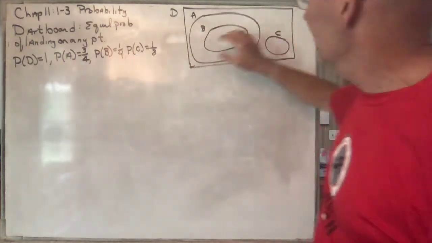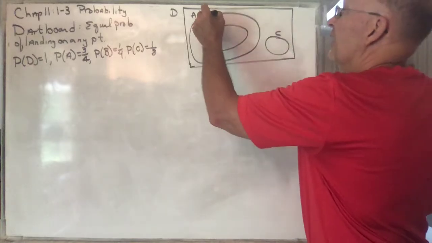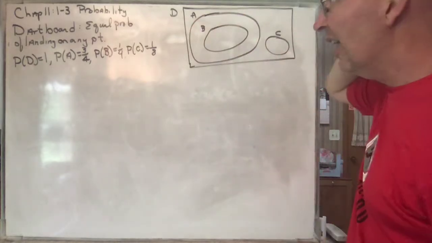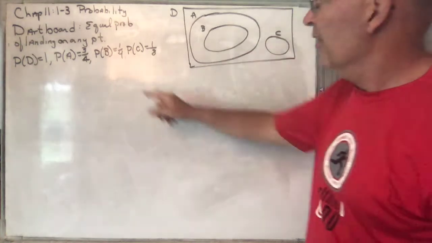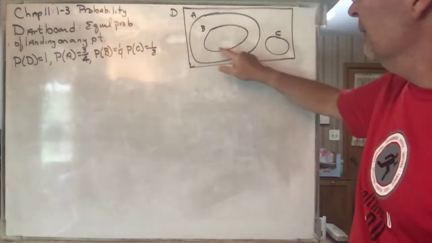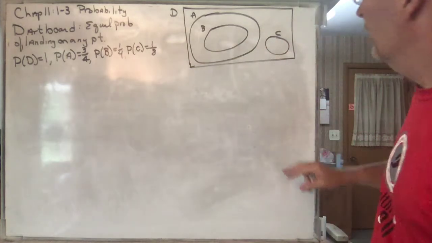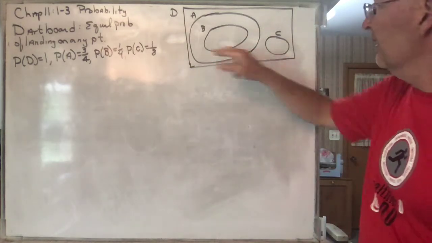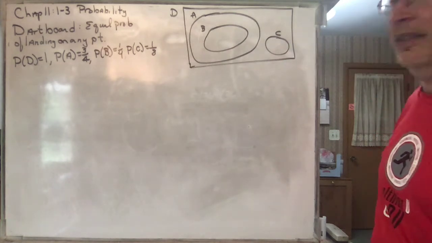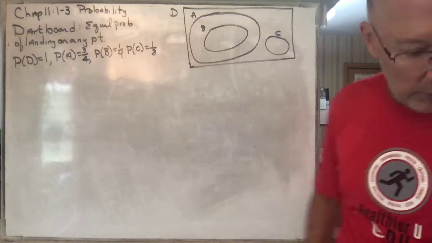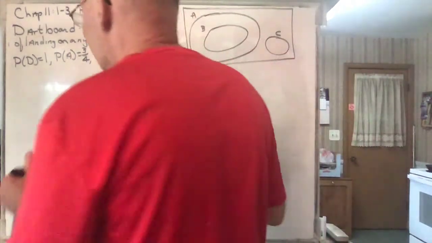I don't think I have the sizes quite to scale, but they're close. So the probability of landing inside A, this outside circle here, is 3/4. The probability of landing in B, right there, is 1/4. And then the probability of landing in this particular little spot inside there, C, is 1/8. Okay, so just assume that those probabilities hold. And here are some questions I want to ask.